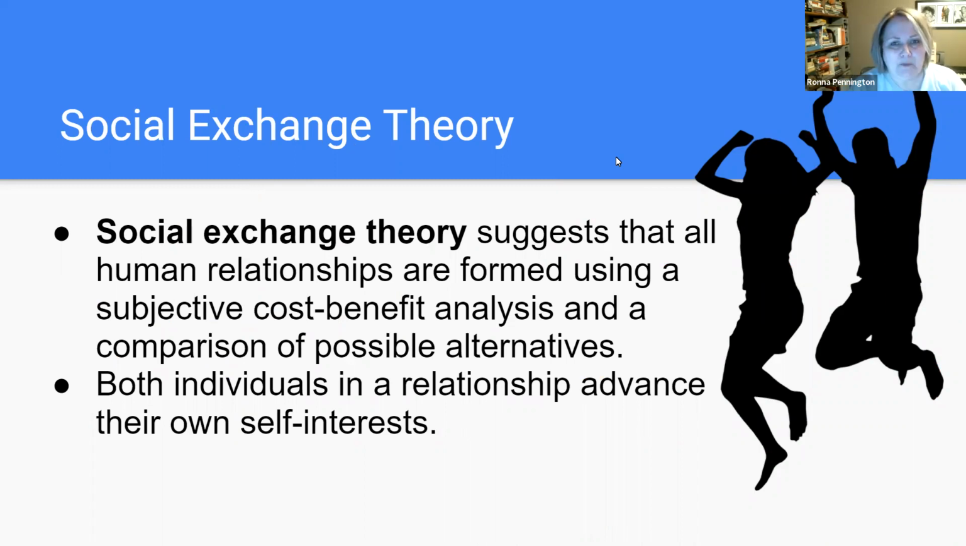The last one I want to mention here is social exchange theory. Social exchange theory suggests that all human relationships are formed using this kind of subjective cost-benefit analysis and a comparison of possible alternatives, and that both individuals in this relationship advance their own self-interest. That makes us as humans sound pretty greedy or needy or both, greedy and needy, that we are going to form a friendship or relationship based on what's in it for us, basically.